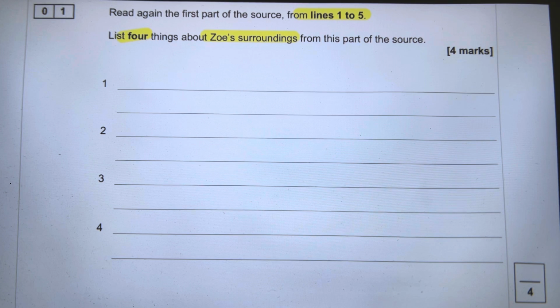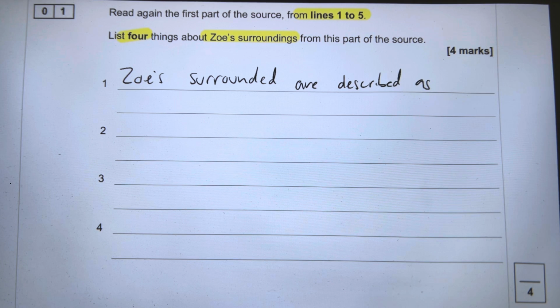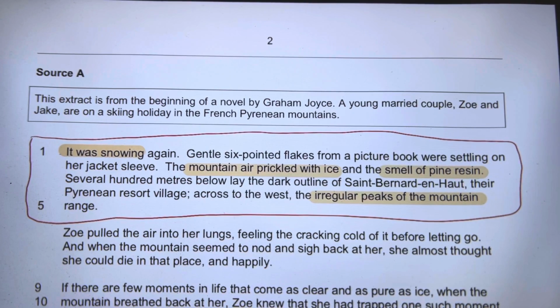Number 1, all you would write, guys, is Zoe's surroundings are described as experiencing a lot of snowfall, full stop. And that's me now using the first piece of evidence. It was snowing again. And guys, that was all you would do.